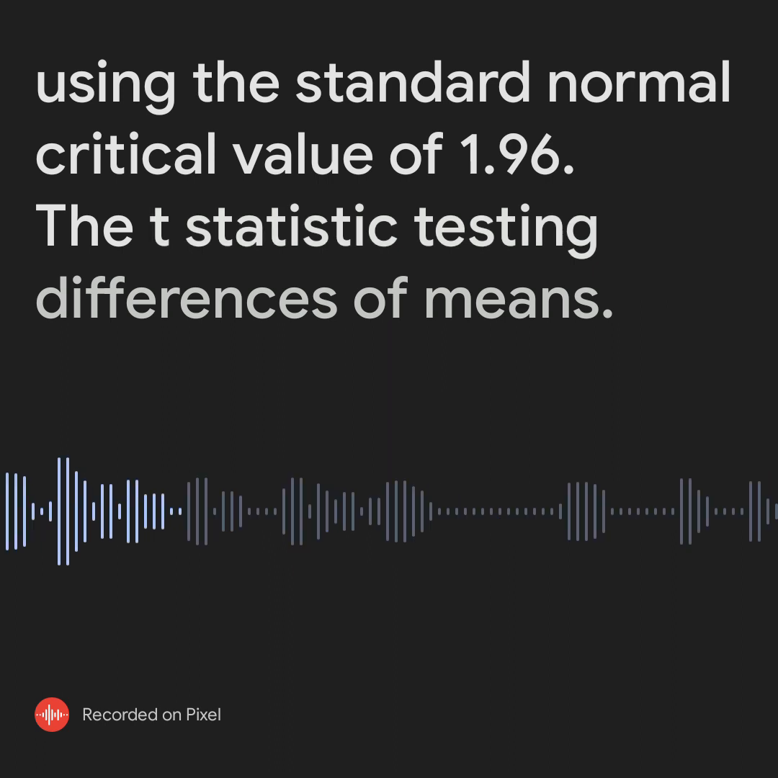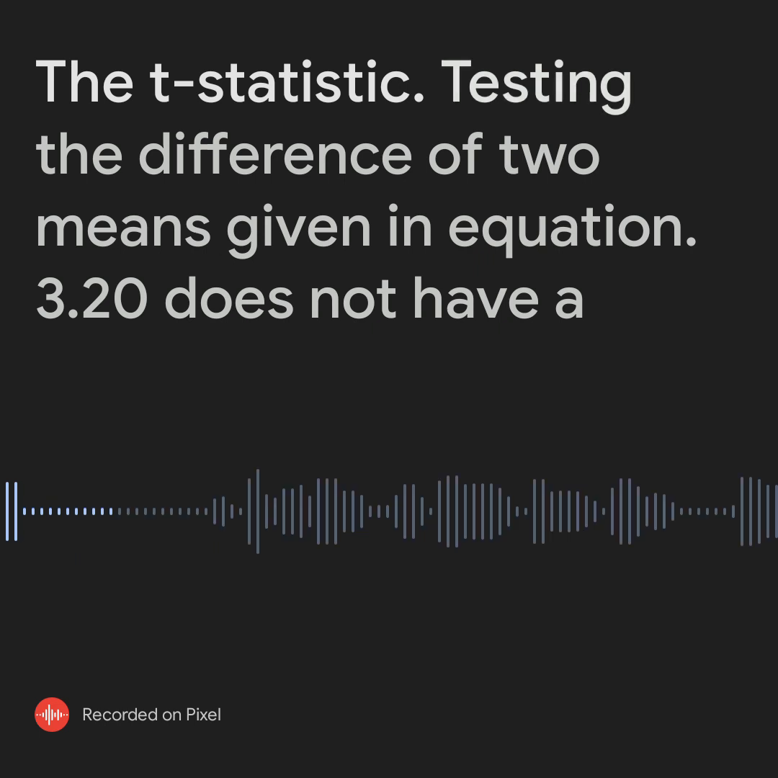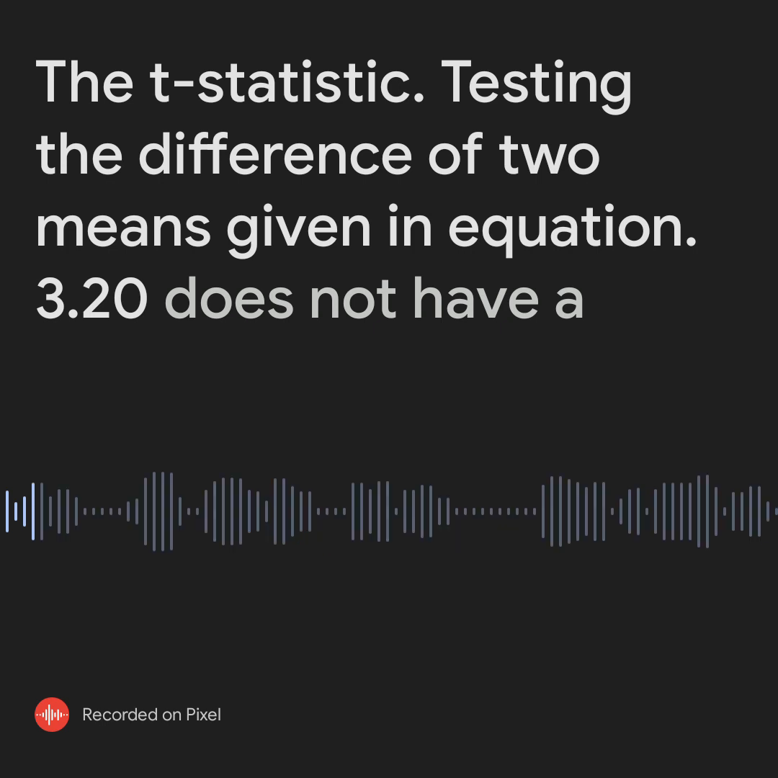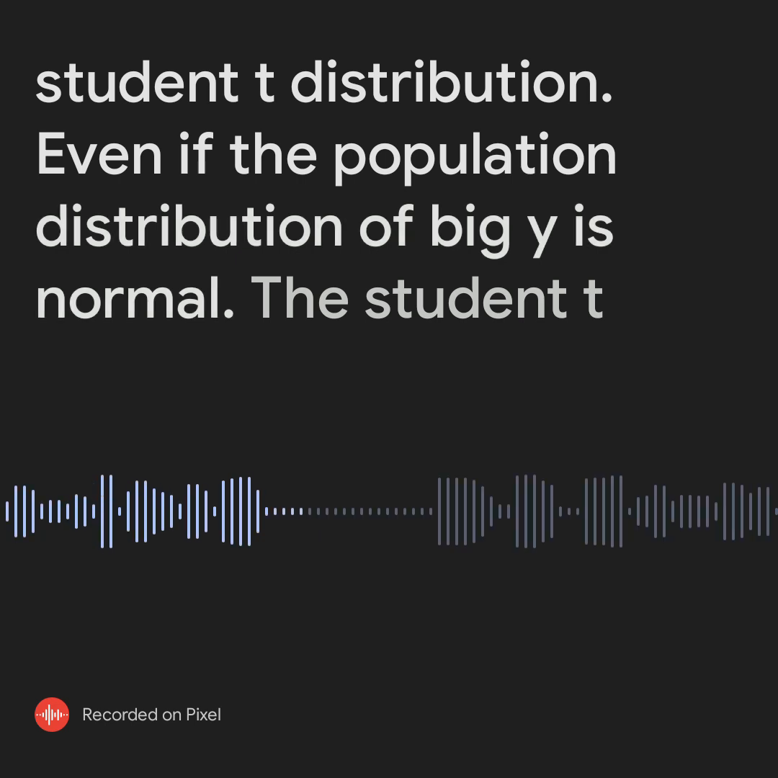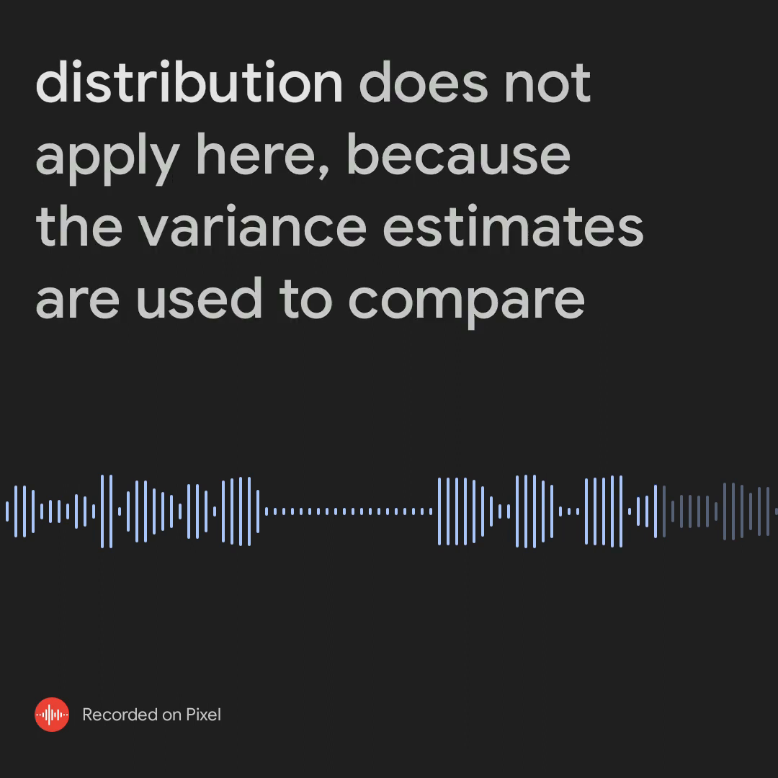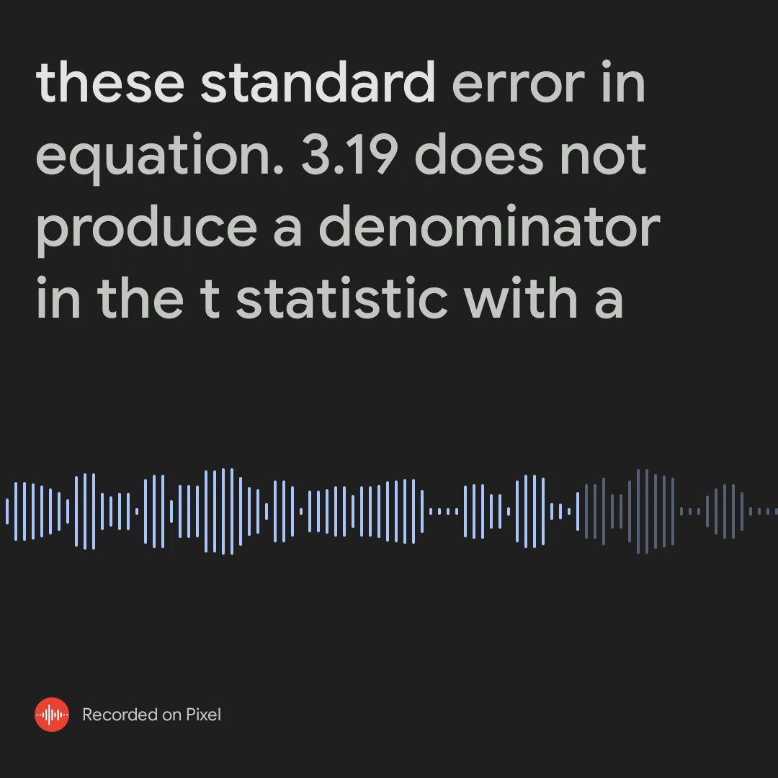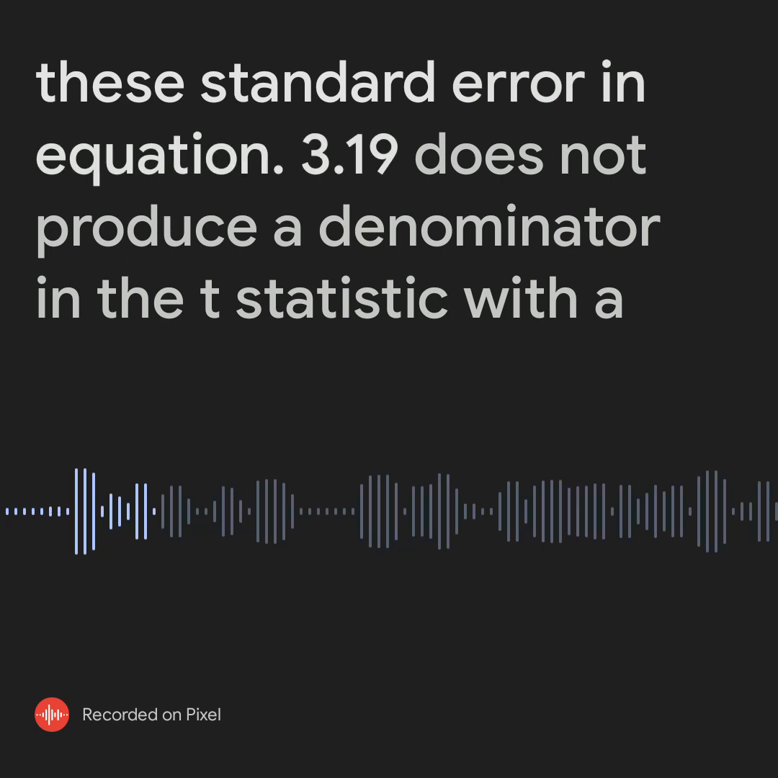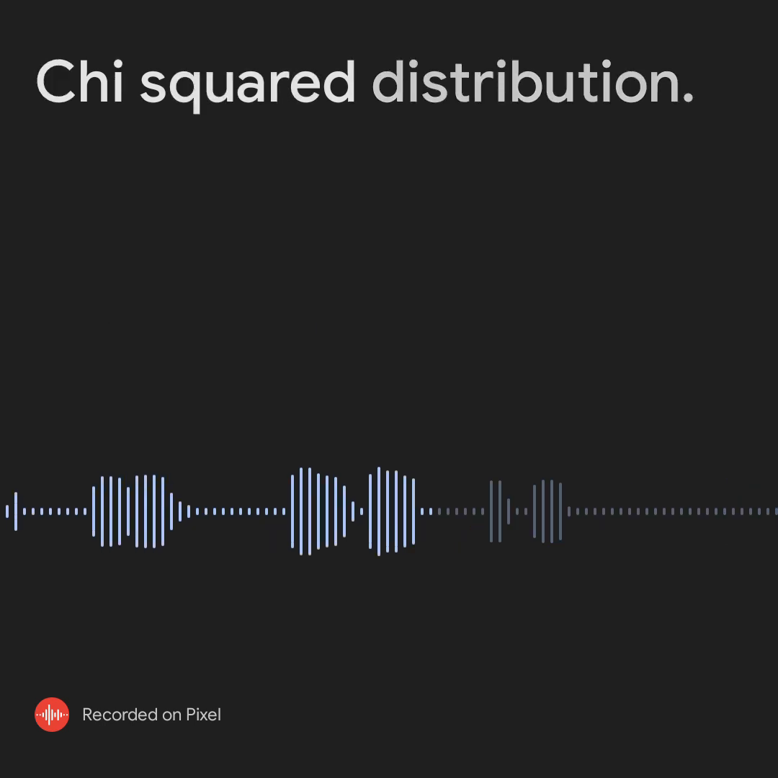The t-statistic testing differences of means. The t-statistic testing the difference of two means given in equation 3.20 does not have a student t-distribution, even if the population distribution of big Y is normal. The student t-distribution does not apply here because the variance estimator used to compute the standard error in equation 3.19 does not produce a denominator in the t-statistic with a chi-squared distribution.